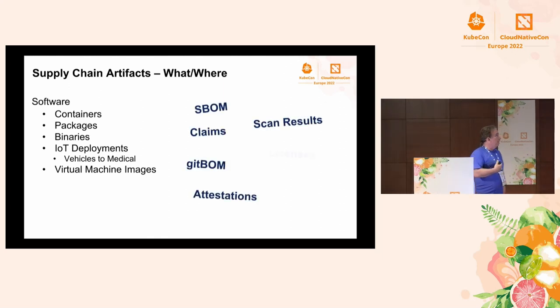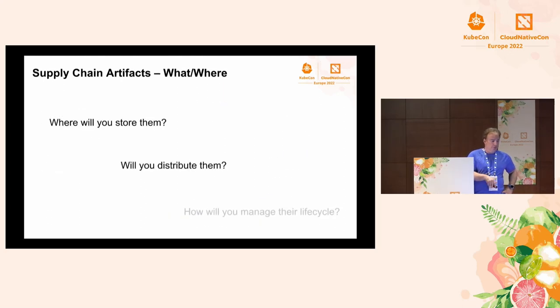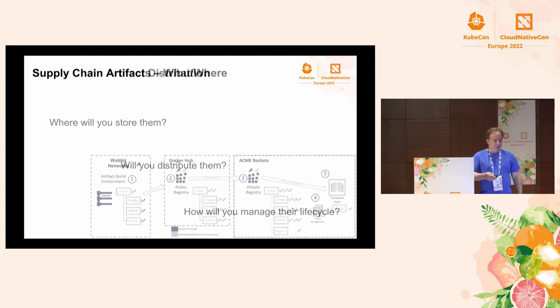So as we started this effort several years ago, a lot of these formats didn't exist. They continue to pop up. So how can we think about associating all of those with the type of software we're building? So where will you store them? Does it matter? Do you need to distribute them? Or if I just make them available on a website, everything's good? And by the way, what's the life cycle of these? So we'll spend a little time talking about that.